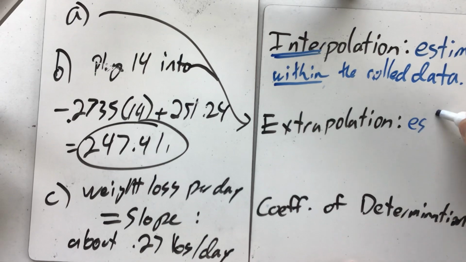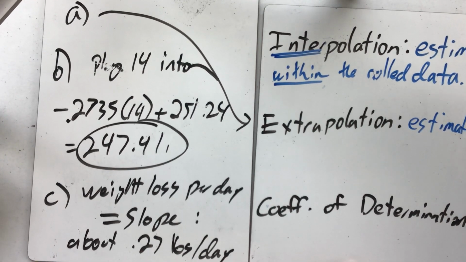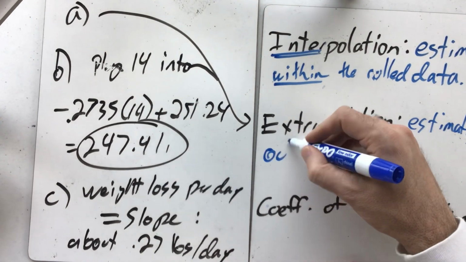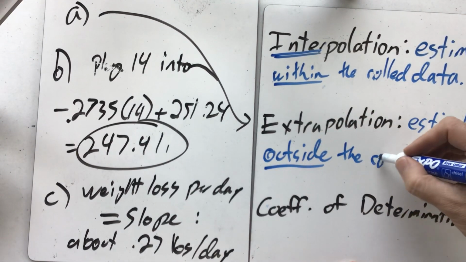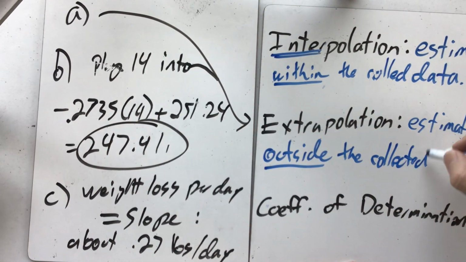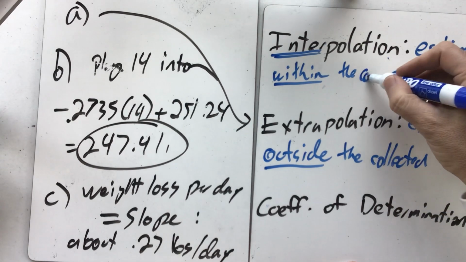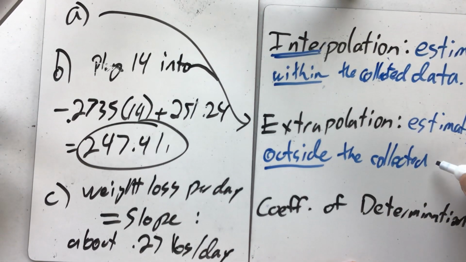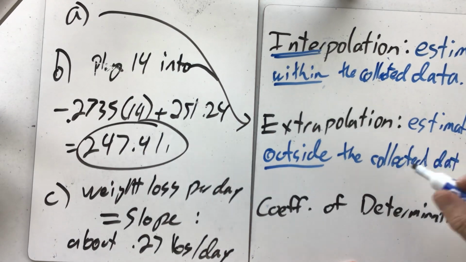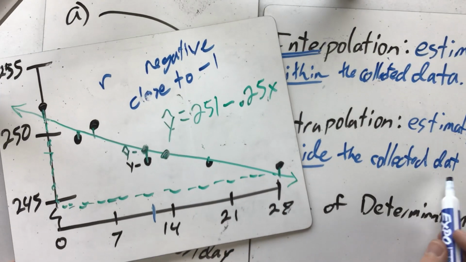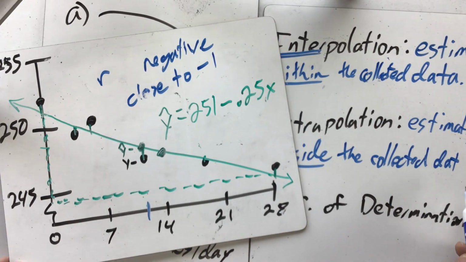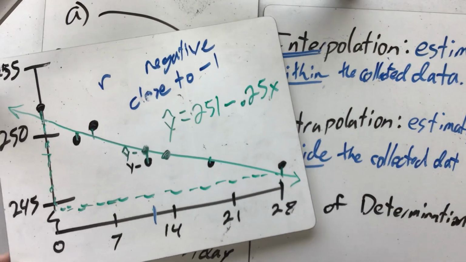Extrapolation, however, are estimates made outside the collected data. Oh, I really messed up spelling up here. And so that's like this example where we looked at 100. So notice the 100 is so far off the chart that there's no telling if the trend keeps going.